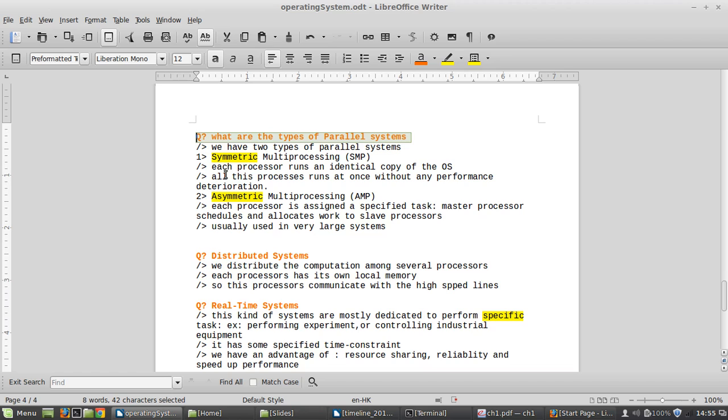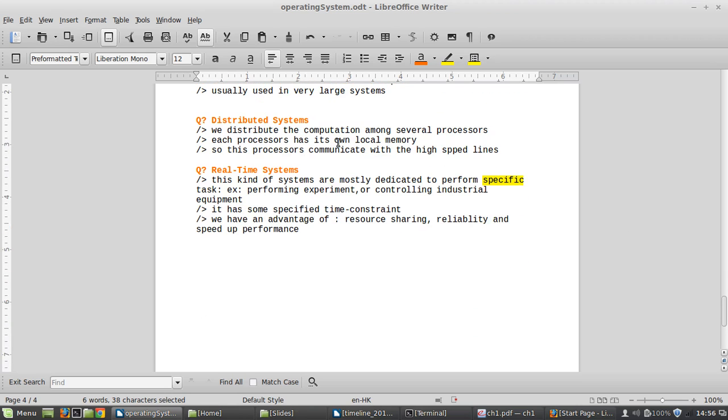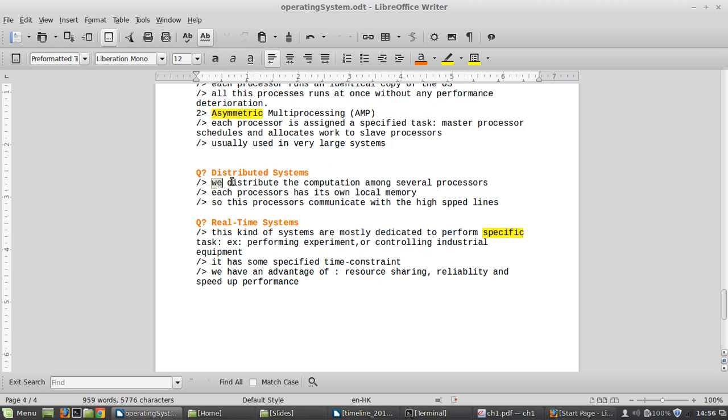Further, we have two types of parallel system: symmetric multiprocessing and asymmetric multiprocessing. In symmetric multiprocessing, each processor runs an identical copy of the operating system, and all these processes run at once without any performance deterioration. So all are performed in parallel. Whereas in an asymmetric multiprocessing system, each processor is assigned a specific task, which is independent of one another. Asymmetric multiprocessing systems are used in very large scale systems, whereas symmetric multiprocessing systems are used mostly in normal computers like the ones we use nowadays.